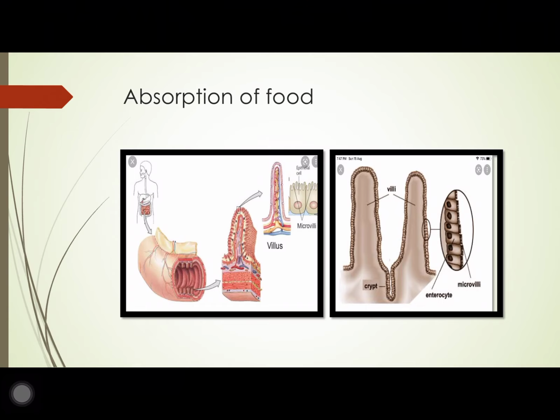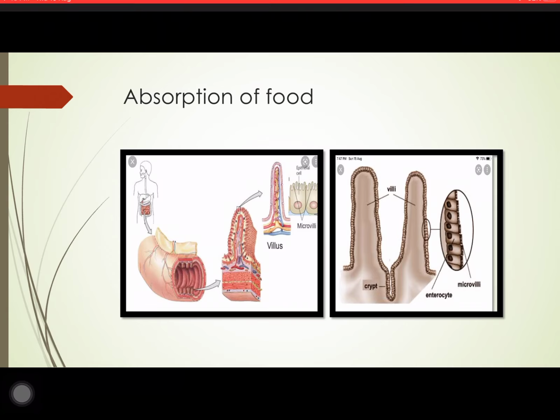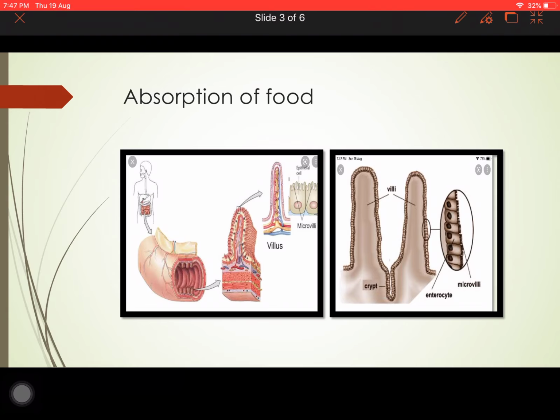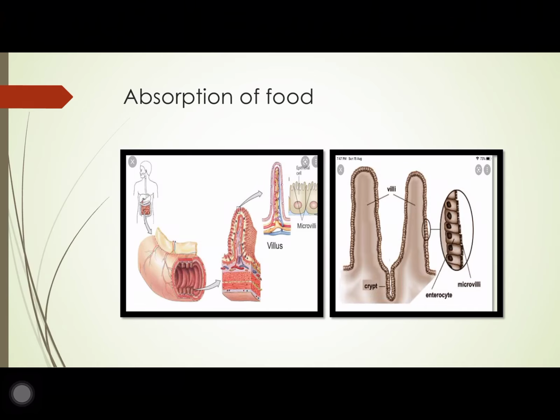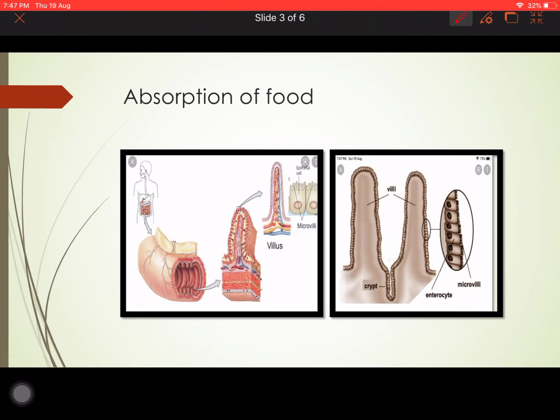Now first, when we are doing the absorption of food, we need to know about the internal structure of the small intestine. So what are these? These are actually the villi, or the internal lining of the small intestine. They have finger-like projections which are called villi, in the intestinal lining. So if this is the intestine, in the inner intestinal lining we have these finger-like projections.